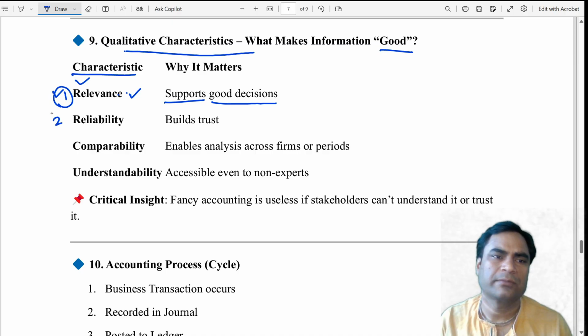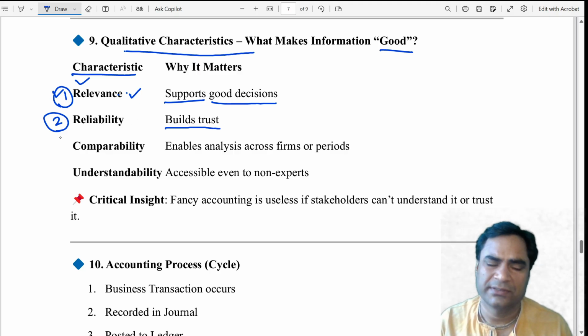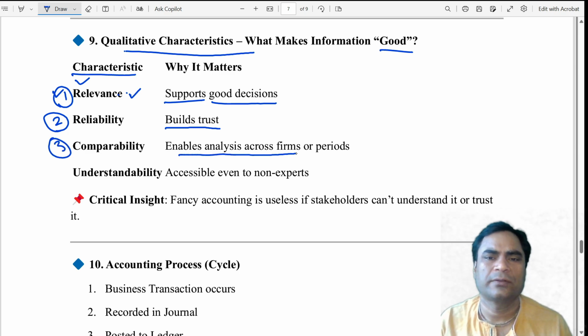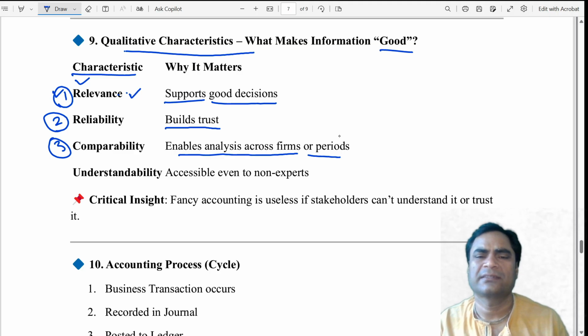Then the accounting information should be reliable. Reliable means you can trust the information given by accounting. If you are in doubt, then you will not be able to take any decision. Third is comparability. Enables analysis across firms and periods. Comparability means you can compare the performance of this year with the performance of the last year.